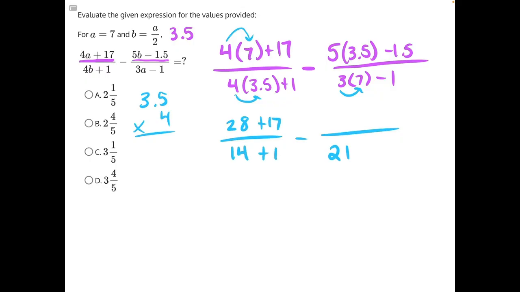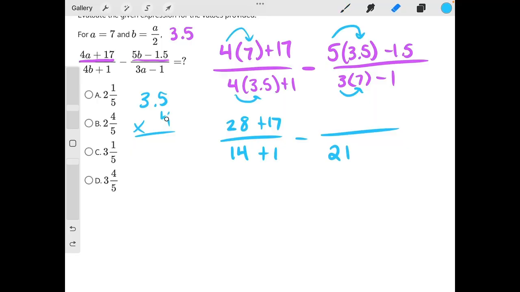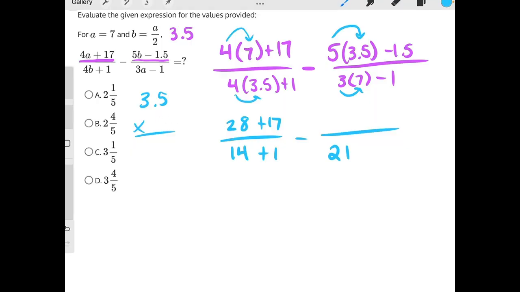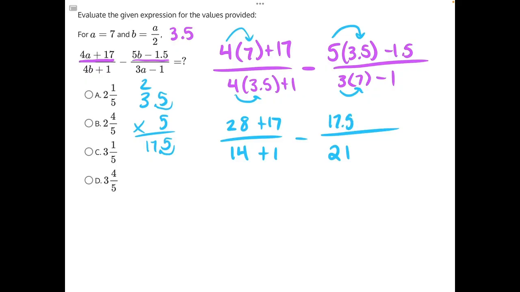Then we have 5 times 3.5. Again, 5 times 3 would give us 15. And 5 times 1/2. And this one, since we don't really get an even number, we would get more decimals. It may be better to do this one in terms of long multiplication. So 5 times 5 is 25, carry the 2. 5 times 3 is 15 plus 2 is 17. Move one decimal place, one decimal place. So we have 17.5 minus 1.5 in our numerator and minus 1 in our denominator.